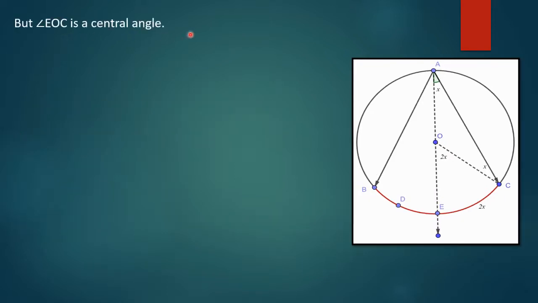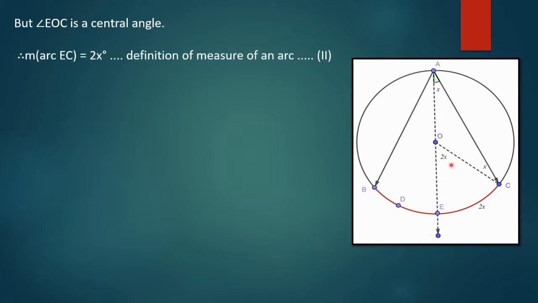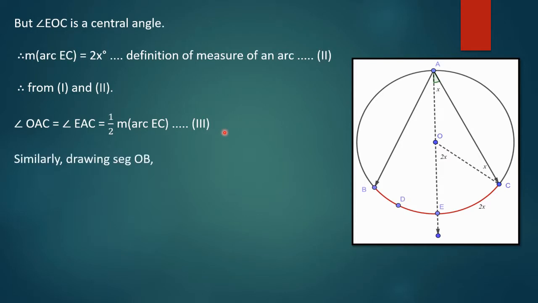But angle EOC is a central angle, and the measure of angle EOC is 2x degrees. Now, we know the property that the measure of the central angle and the measure of its corresponding arc will be the same. Hence, the measure of arc EC will be 2x degrees. Therefore, from 1 and 2, we can say that angle OAC will be equal to angle EAC. Hence, it is half of measure arc EC. We'll name this as equation 3.